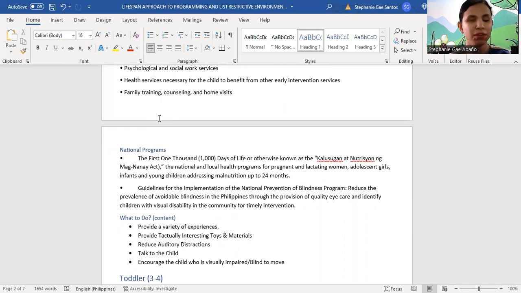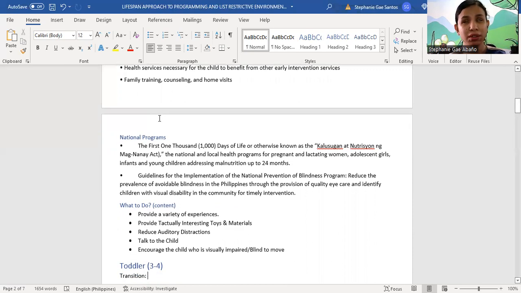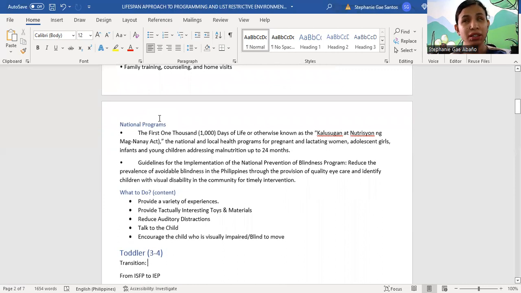Okay, that is the focus. And after all, if the child can now go to another stage of learning, another age, which is the toddler. Toddler age is 3 to 4 years old, which is the transition from IFSP to IEP, or from individualized family services plan to individualized educational plan.